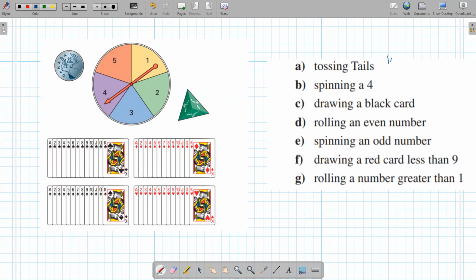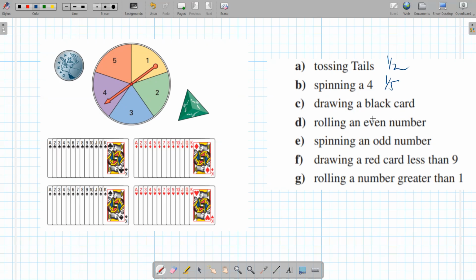Here, you have 5 different numbers. What's the probability that you spin a 4? 1 out of 5. Yeah. Drawing a black card.